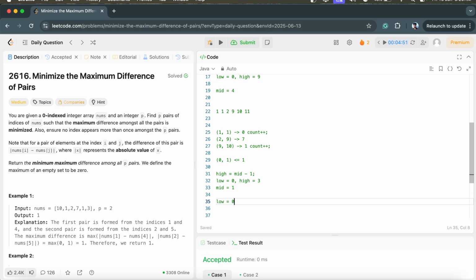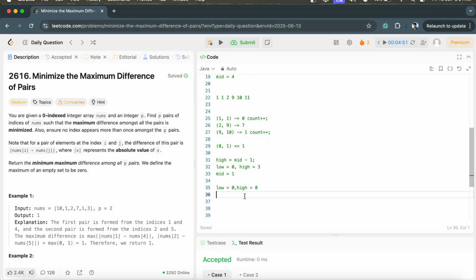So low is basically pointing to 0, high is basically pointing to mid minus 1, which is basically 0. So now low and high are basically equal. The moment high goes beyond low, or low goes beyond high, we will break out of the loop. Okay, that is the binary search logic that we will be writing over here.